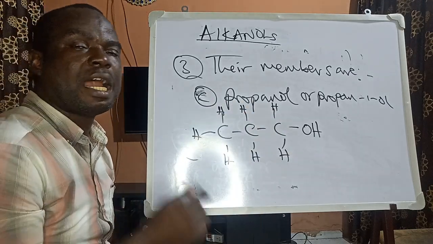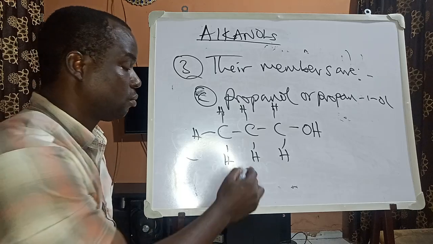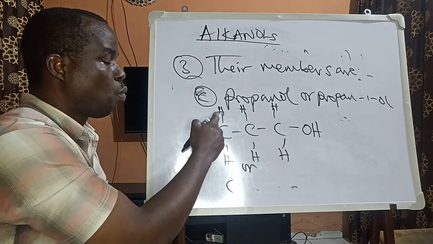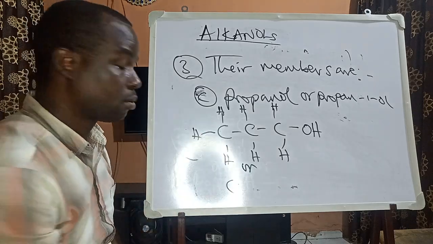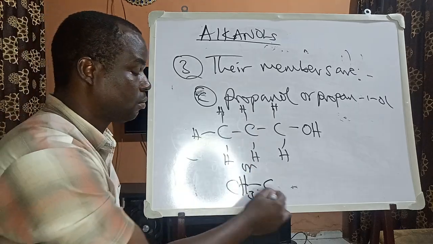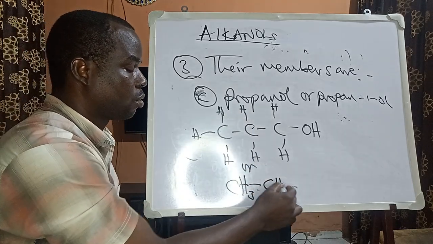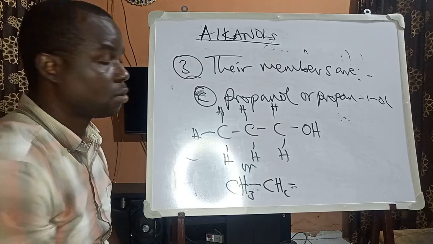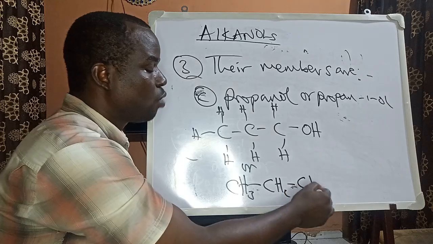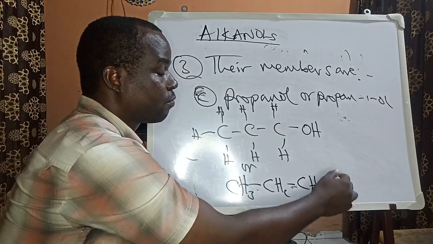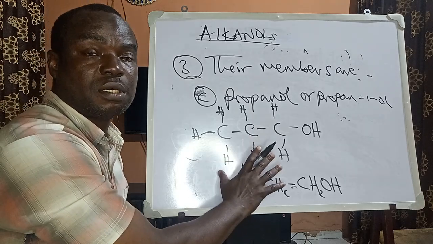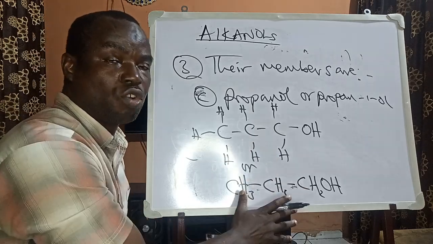Okay. Now let us do it the other way around. So we have C, 3 hydrogen atoms. We have another C again, 2 hydrogen atoms. We have another C again, 2 hydrogen atoms. We now have OH. Is it clear? So this is the next structure, the other way you can draw it.